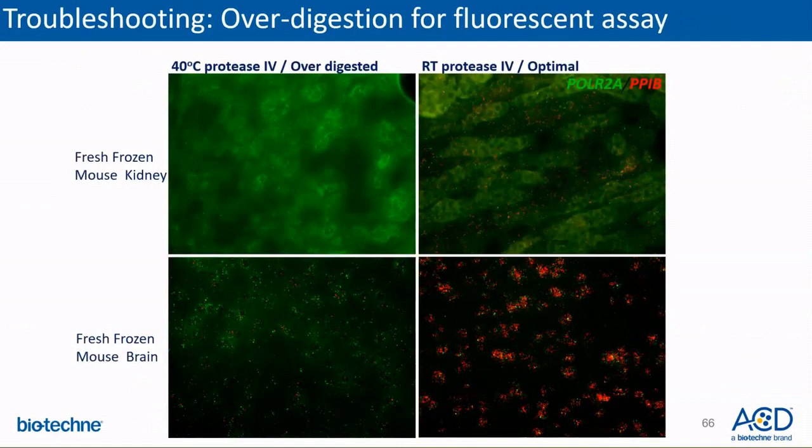red punctate dots. Similarly, the bottom two panels show examples of mouse brain where optimum protease treatment at room temperature gives a better signal to noise ratio compared to the overdigested sample that shows a high amount of tissue autofluorescence background.